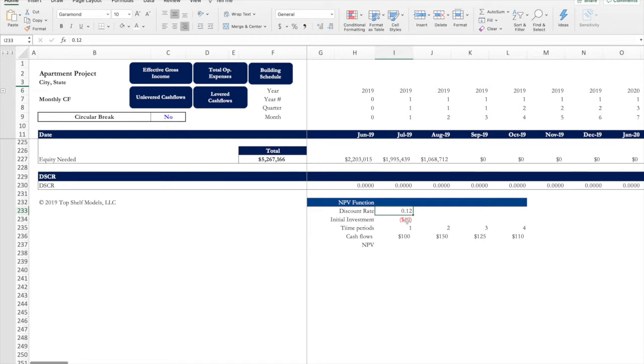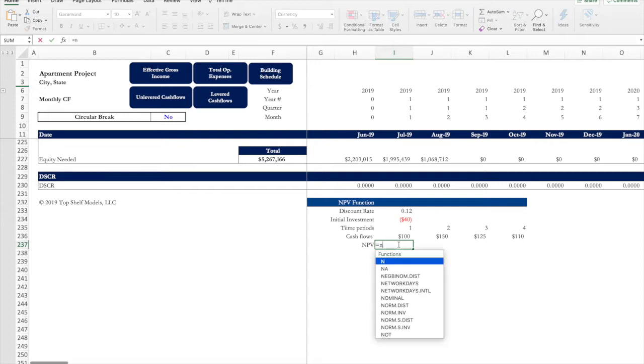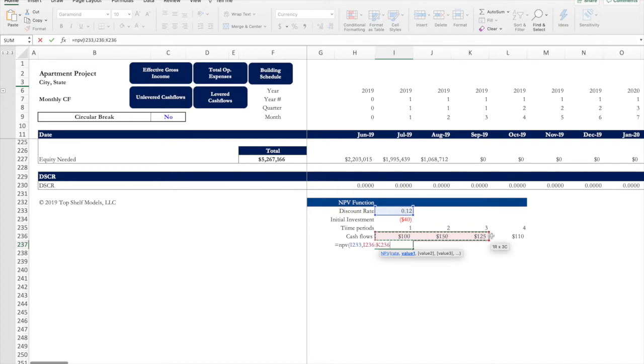So to do this NPV calculation, you just need this discount rate, the initial investment, your time periods, and then the cash flows that go with your time periods. So in this NPV box, we're going to go equals NPV, and you're opening your parentheses. Your rate is your discount rate. So you're going to click on that box, which is I-223, give it a comma, and then your cash flows are just going to highlight only the cash flows and not the time periods. Then you're going to close your parentheses.